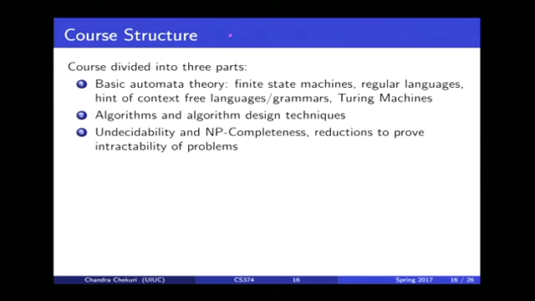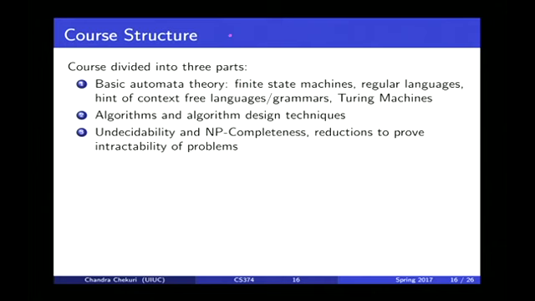The second third of the course will be on algorithms, algorithm design, and the last part will come back to computational complexity and show why a certain class of problems are intractable. There are classes of problems which we don't have any algorithms for, and then there are classes of problems where we don't have any efficient algorithms. How do you reason about that?